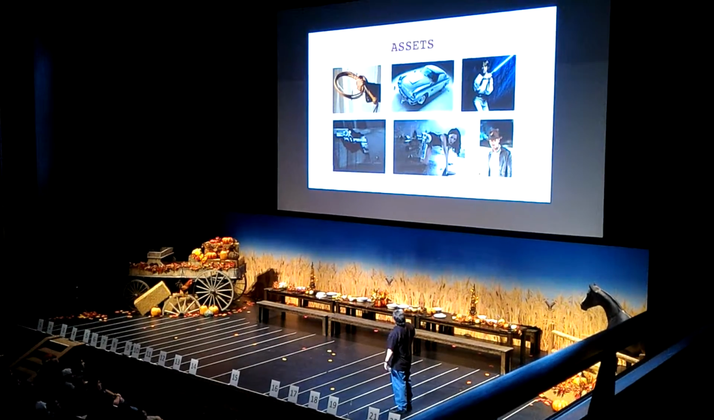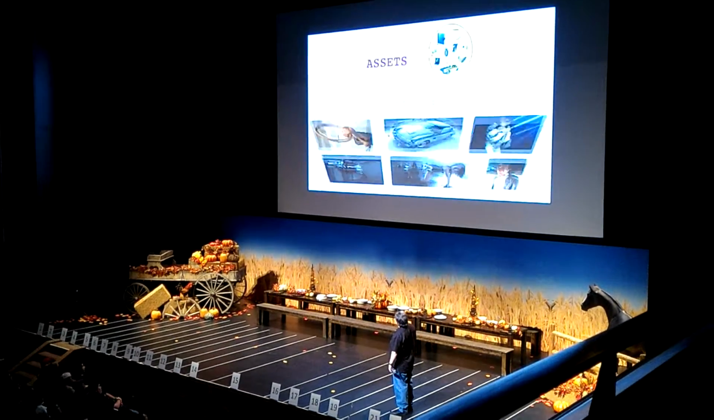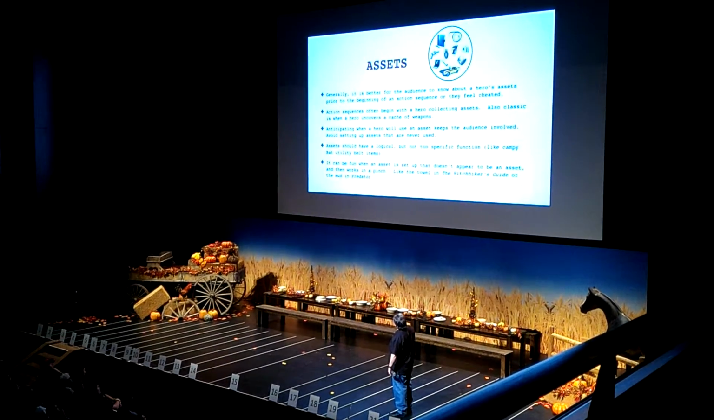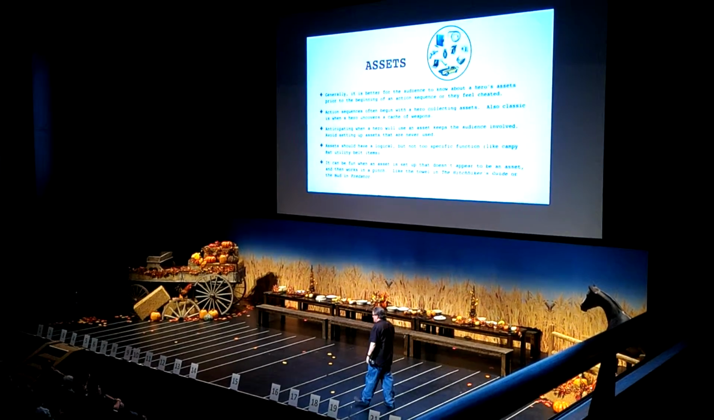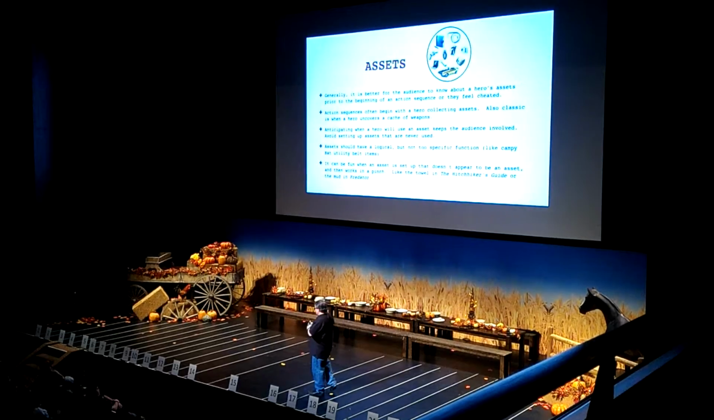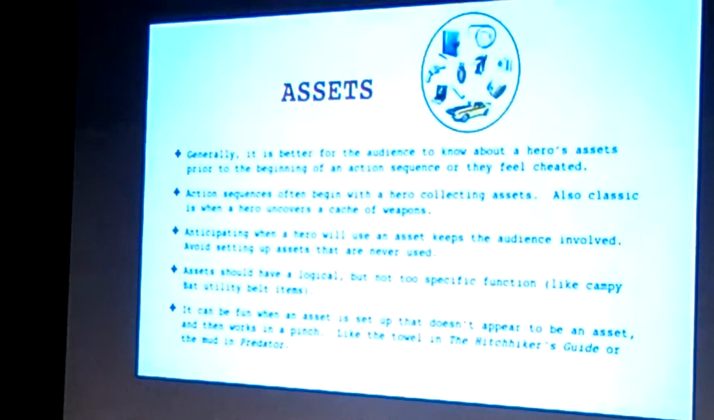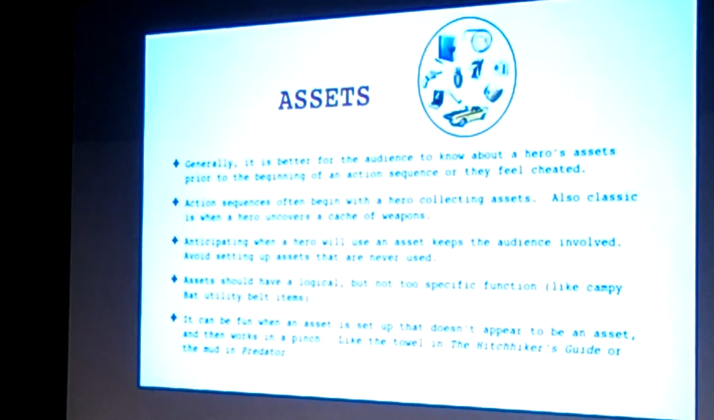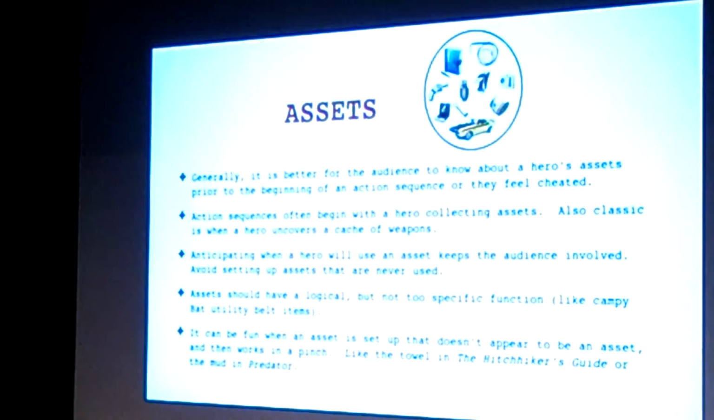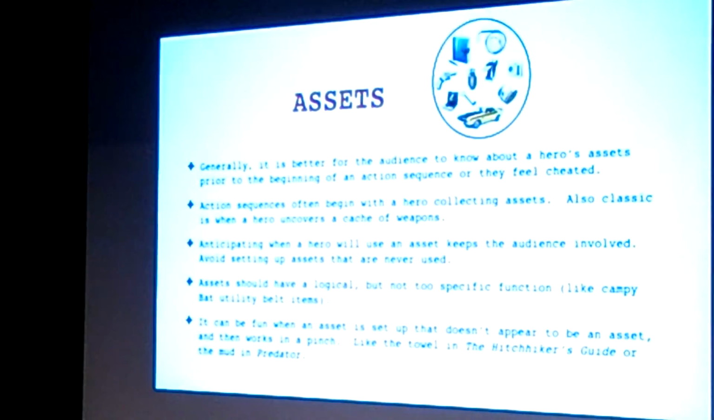So obviously, James Bond has a car with a lot of assets. Now, assets generally are better to set up before the action sequence. You don't want to necessarily be in the middle of an action sequence and your hero pulls out a flamethrower. It's like, where did he get a flamethrower from? Batman, I've always had a little problem with Batman's utility belt. He's got anything he wants in it, but you know that it's Batman, so he's got everything.